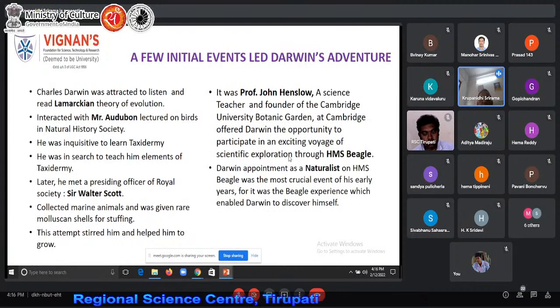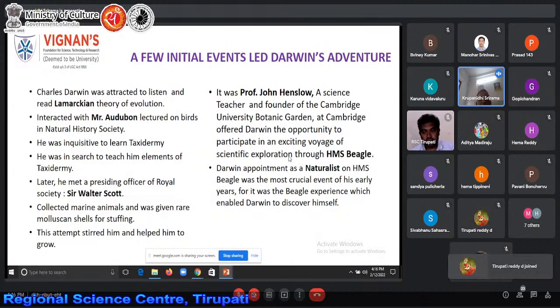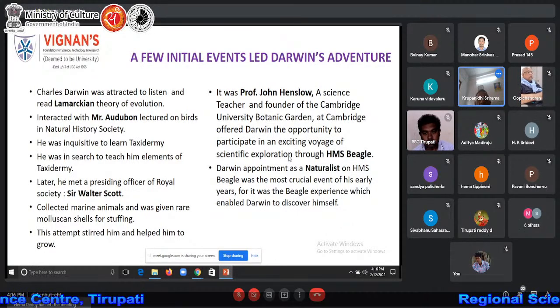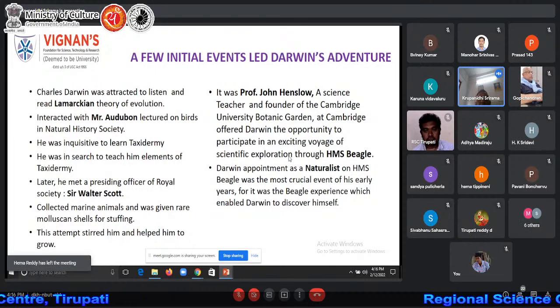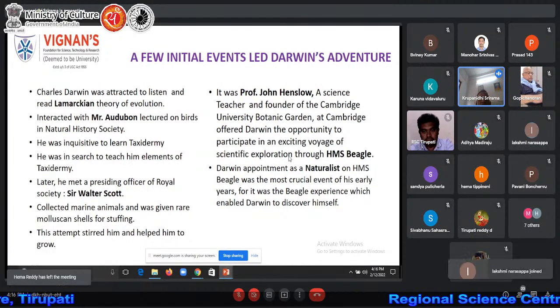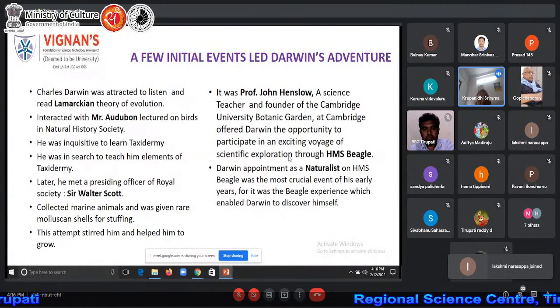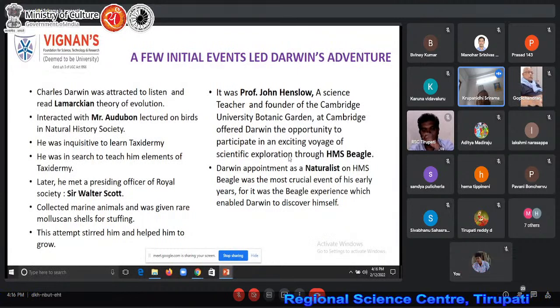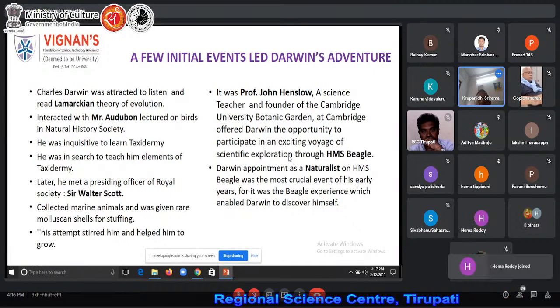So later, with all this background knowledge, he met Professor John Henslow. Professor John Henslow was a science teacher and founder of the Cambridge University Botanic Garden at Cambridge. Professor John Henslow offered Charles Darwin the opportunity to participate in an exciting voyage of scientific exploration through HMS Beagle. That is our title now. So Professor John Henslow contributed for his attempt in HMS Beagle.